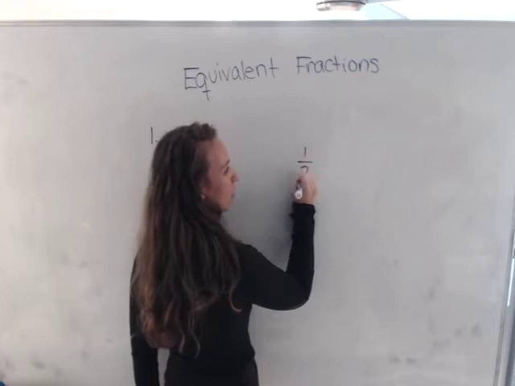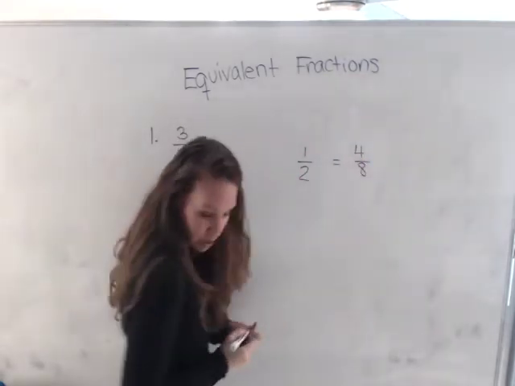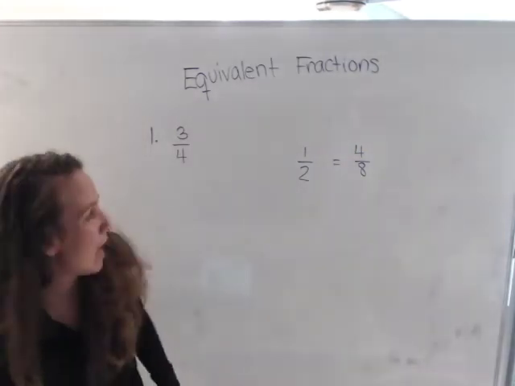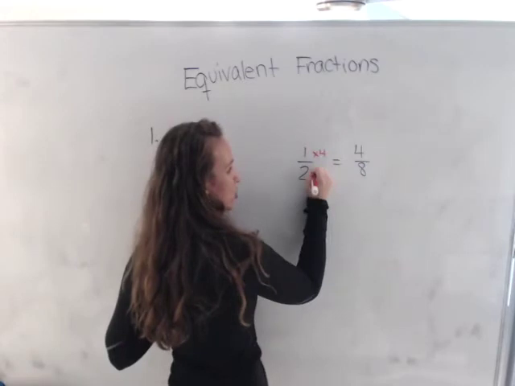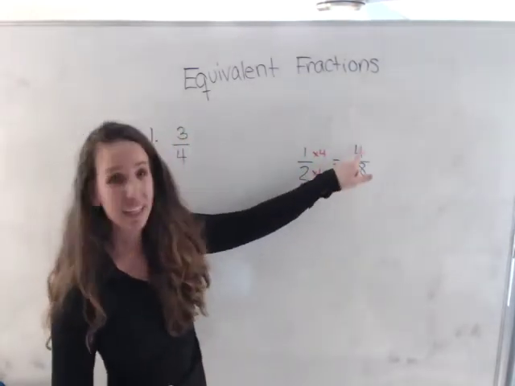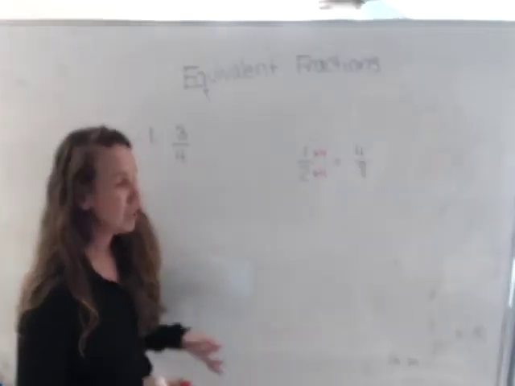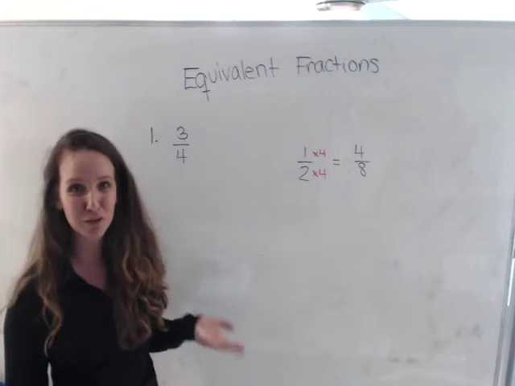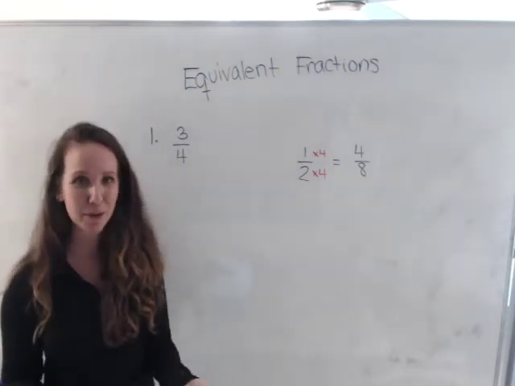I said that 1/2 was the same as 4/8. So, what would happen if I multiplied 1 by 4 and 2 by 4? Well, 1 times 4 is 4, and 2 times 4 is 8. So, that's how I find equivalent fractions. I just multiply the top and the bottom by the same number.